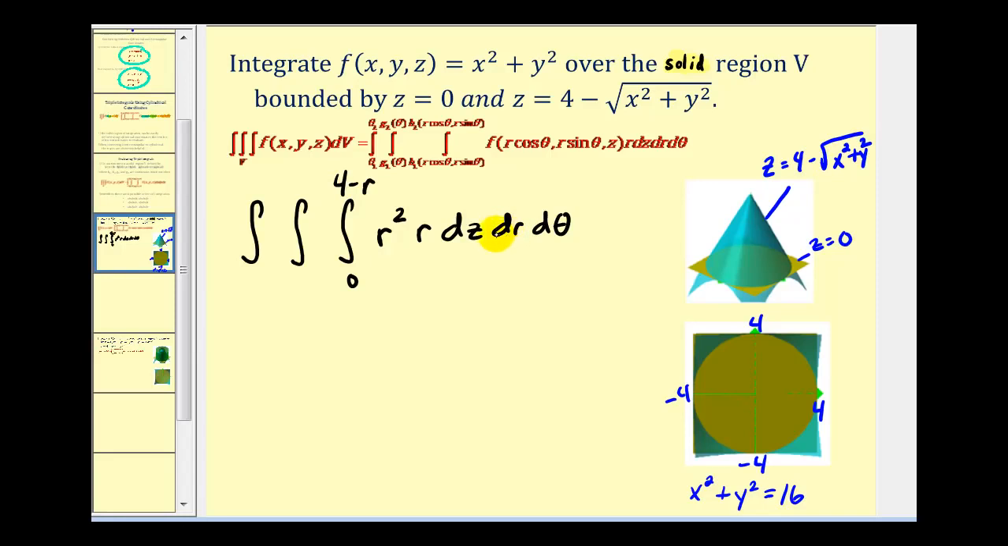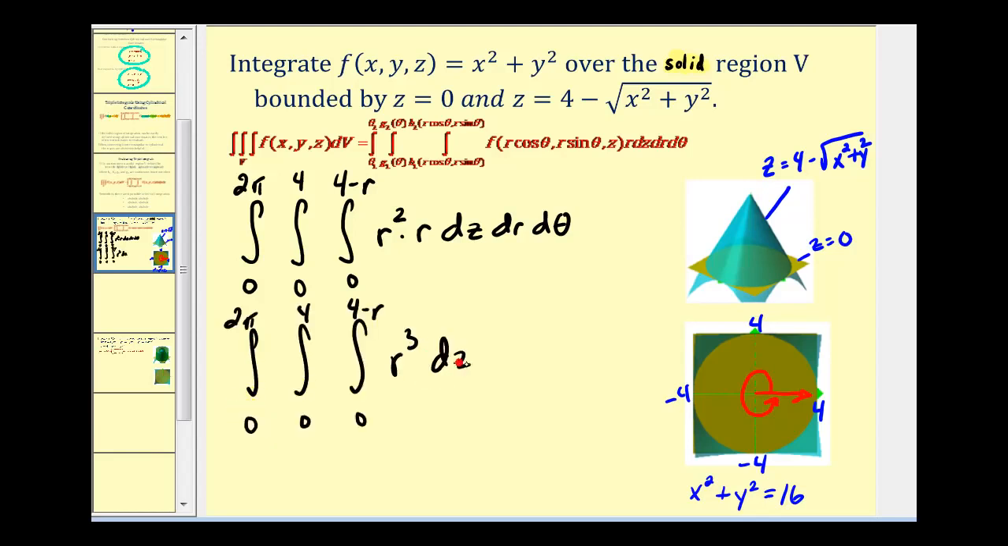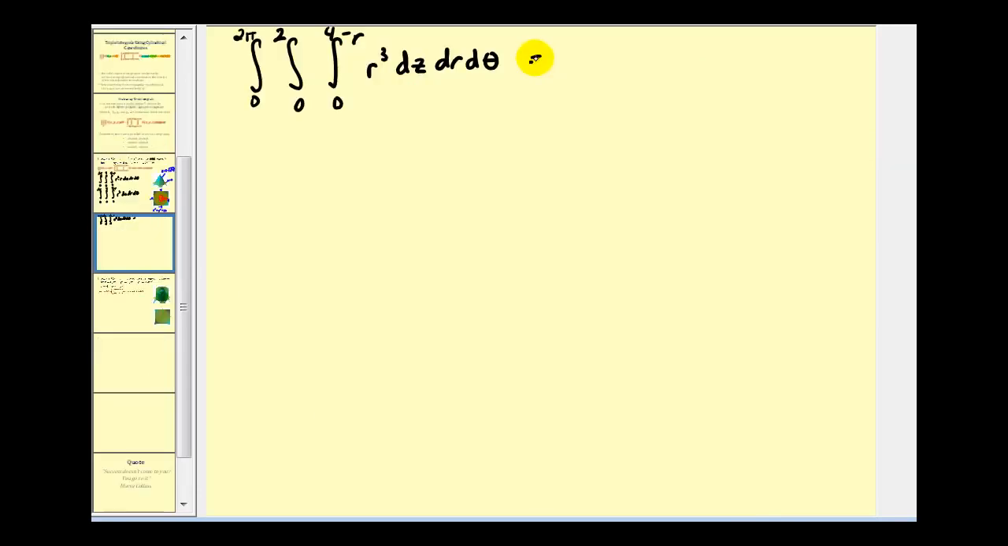And then to determine the limits of integration for r, we can take a look at the xy trace. We can see that the radius r starts at 0 and goes out to positive 4. And then for theta, because we want this entire cone, we would start at 0 and rotate all the way around to 2 pi. So the lower limit for theta would be 0, and the upper limit would be 2 pi. So our integrand is going to be r cubed. And then we have dz, dr, d theta. Let's go ahead and evaluate this on the next slide.